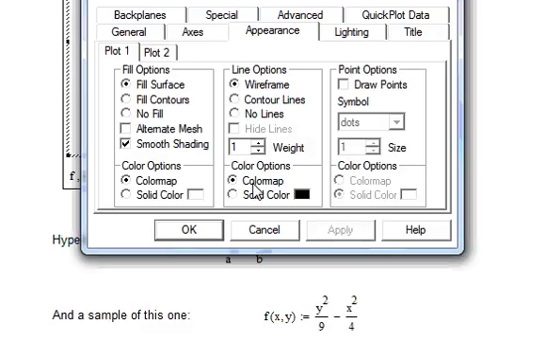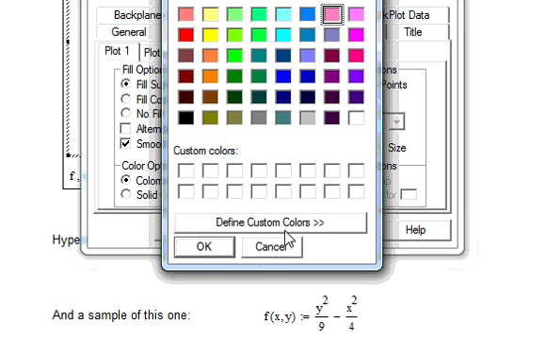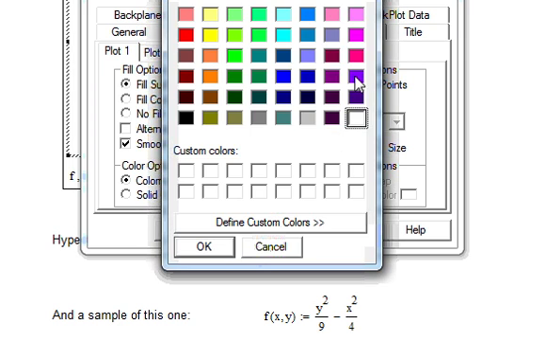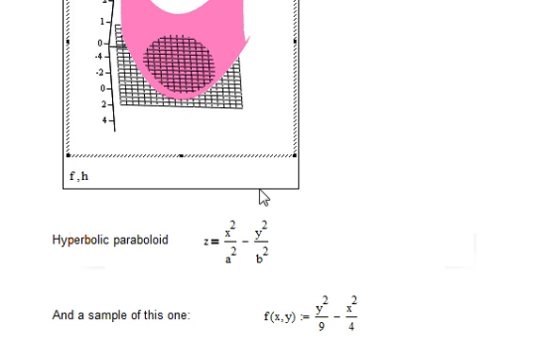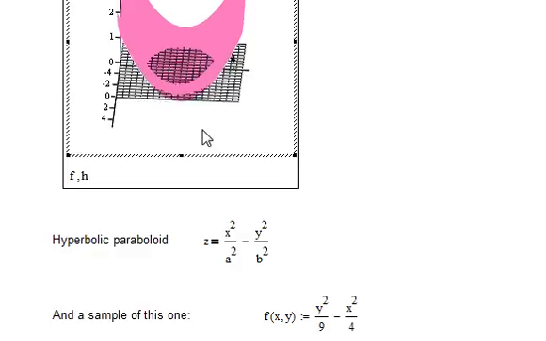Let's go with a different one here. Don't go with a color map. Go with a hot pink. Fill surface with hot pink. I think that was the same one. So now you should see that. Oh, I did the wrong one. I did surface 1 with hot pink. That was my bad.